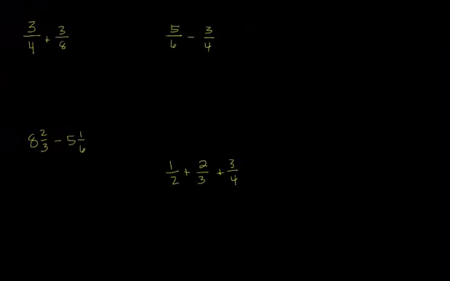Okay, now we're going to actually add and subtract fractions. Okay, so what do you think our common denominator would be here? It would be 8. That's our LCM. So we're going to make this 8. So what do we have to multiply 4 by to get to 8? We've got to multiply it by 2. So multiply the top by 2.